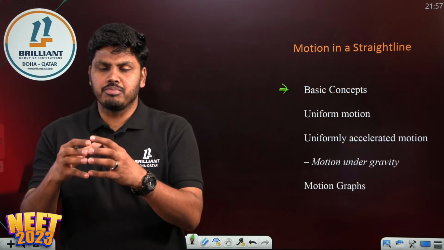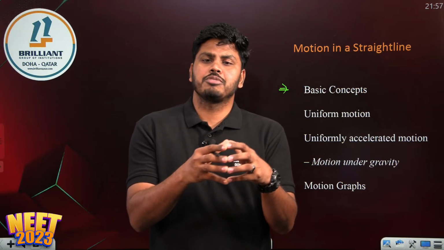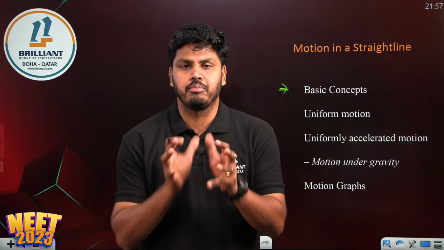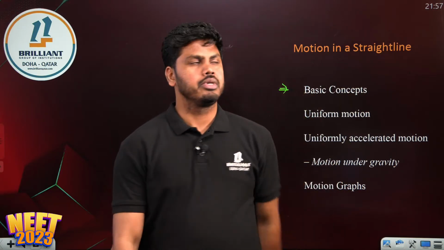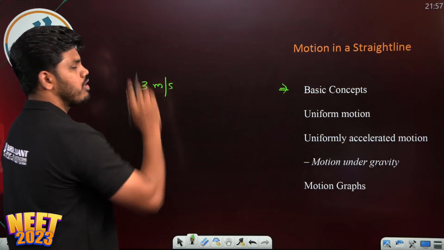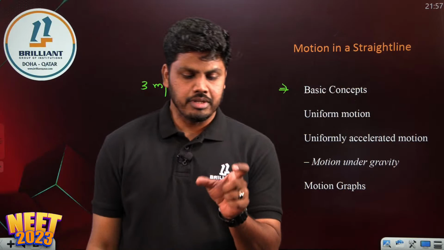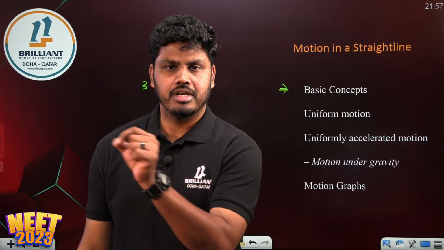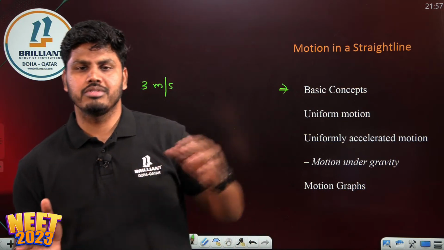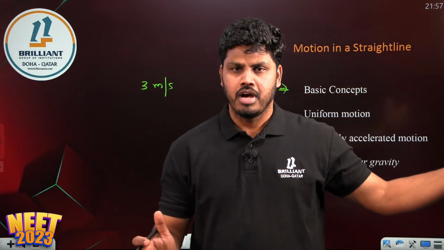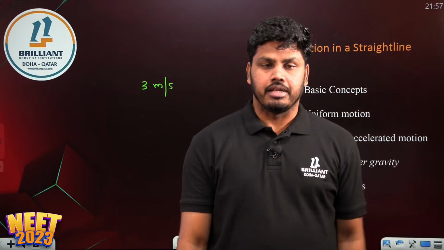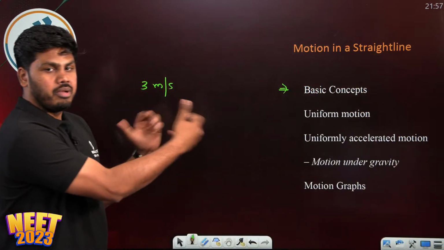If a body is moving in a particular direction with a speed of 3 meters per second, what is the physical sense of that motion? That concept should be clear. The body covers 3 meters in every 1 second. That is the quantity velocity given, right? So after 2 seconds it covers 6 meters from the starting point. After 3 seconds it covers 9 meters, like that. So its motion is easily predictable.